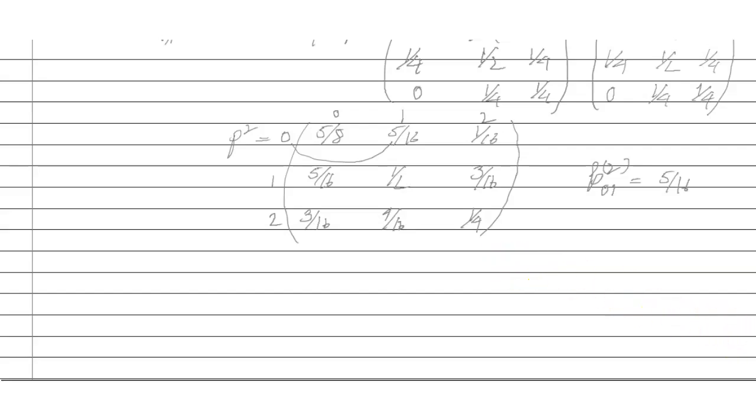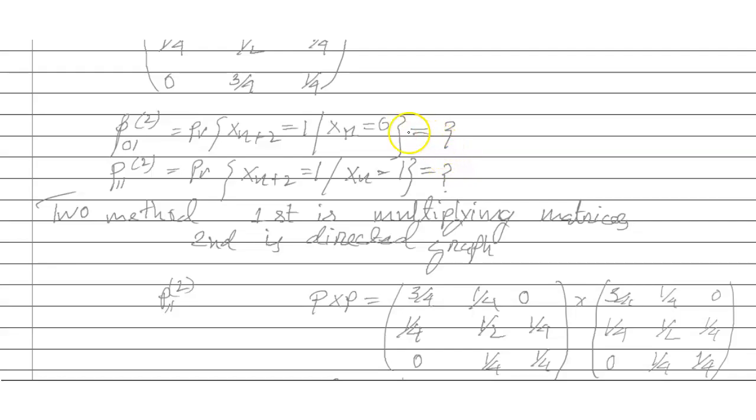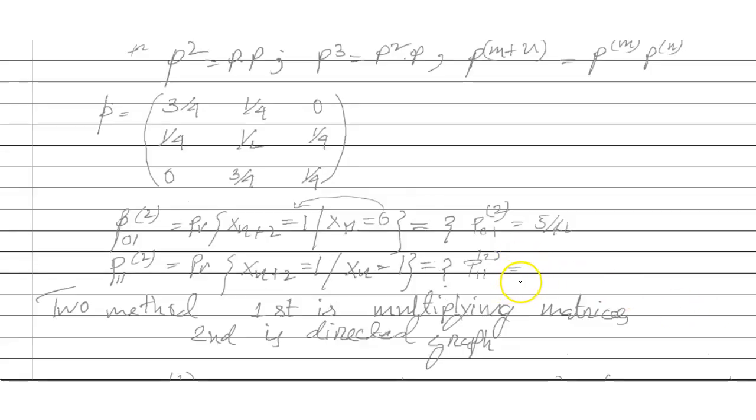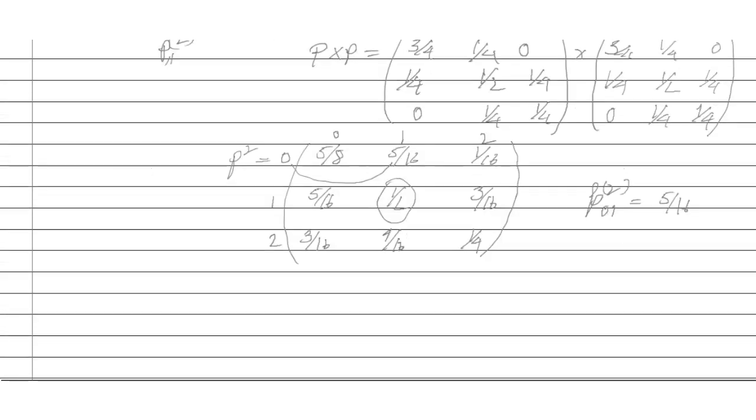And similarly, they are asking P01, this is 5 by 16, and this is P11, this value is 1 by 2. When it is multiplied, you will see the total value is 1 by 2. So friends, I hope it is clear how I can find this out.